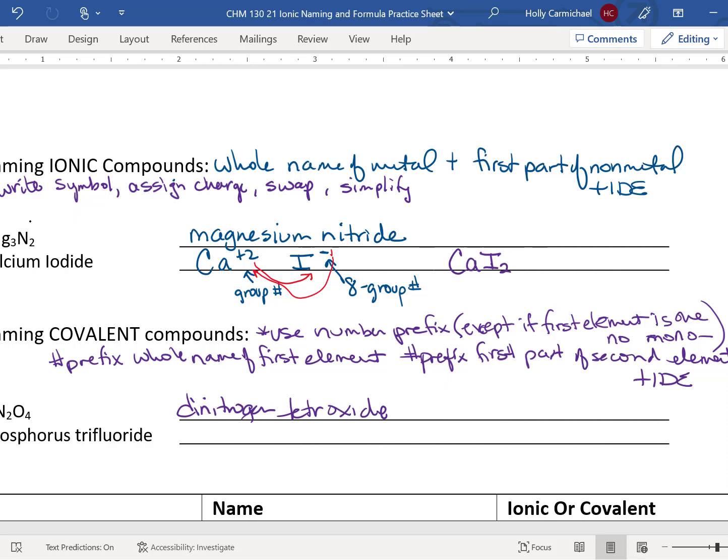So what is phosphorus trifluoride? How would I write the formula? What's phosphorus? And since there's nothing in front, then I know there's only one. So then trifluoride would be, yep, PF3, phosphorus trifluoride. If the first element's a 1, you don't have to put mono.